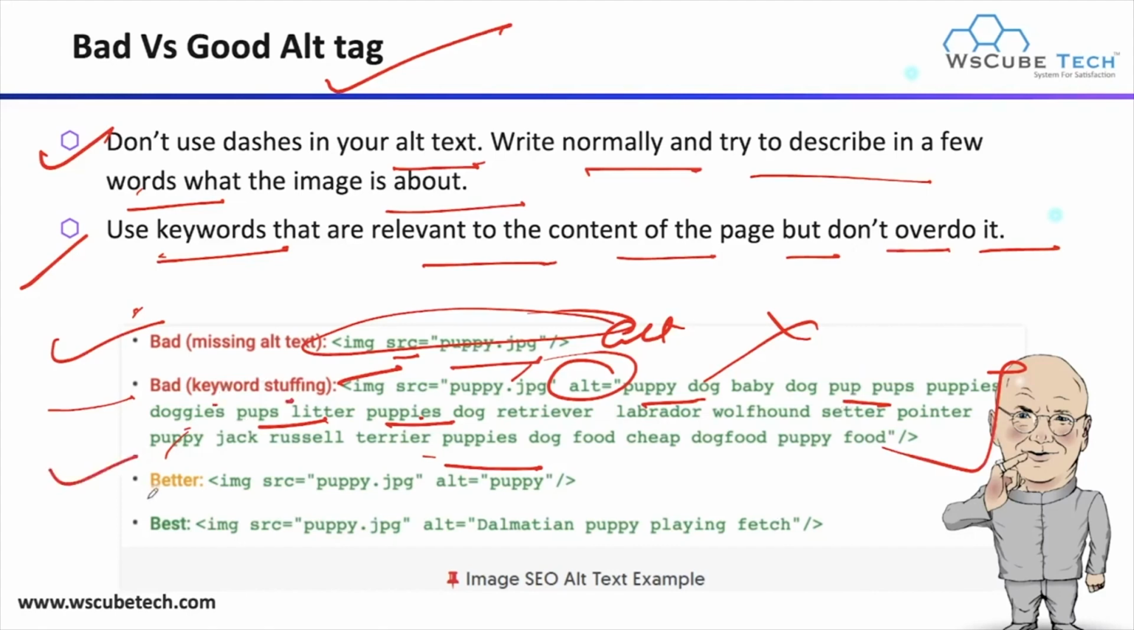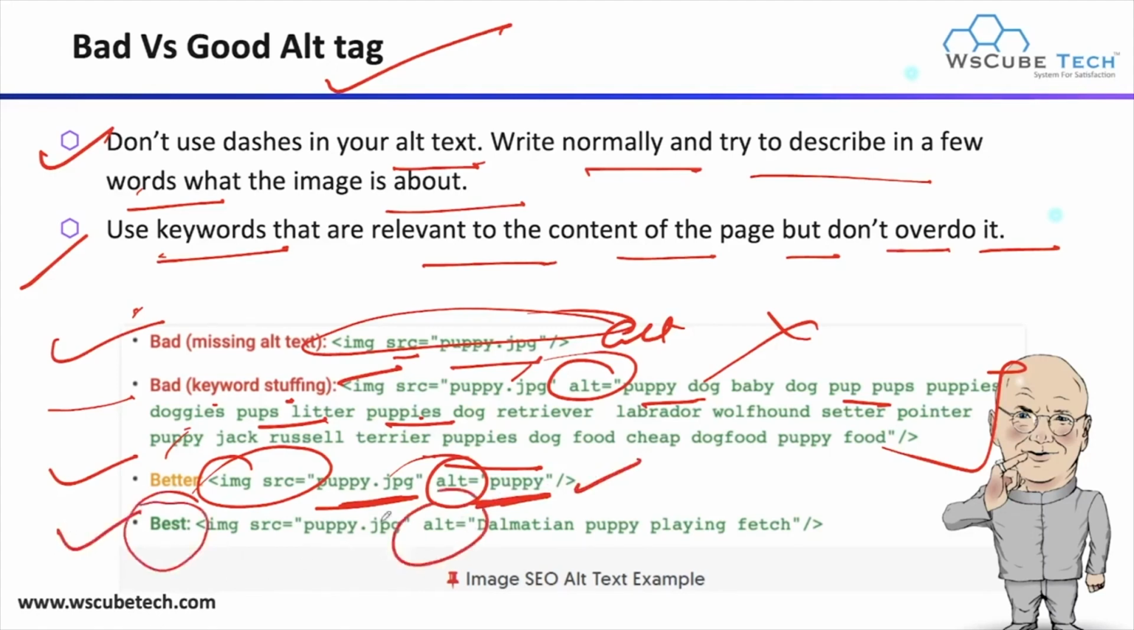Next we have better. In case of better, here we have image src. This is our image file here. We also have our alt tag, but your alt tag is not complete. It's not concise. It's not completely describing what your image is about. So that's why it's better but not the best way of writing your alt text. Next, what is the best way? In that case, here you can see that we have alt tag here, and here alt tag is completely describing what your image is about, what the activity is happening in this particular image. So that is the best practice of adding alt tag here.